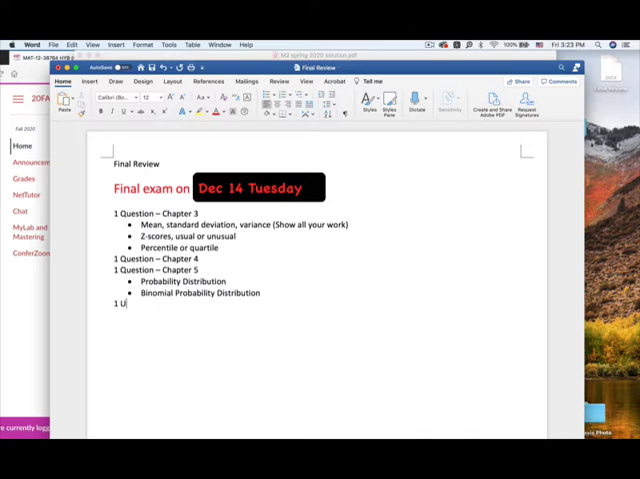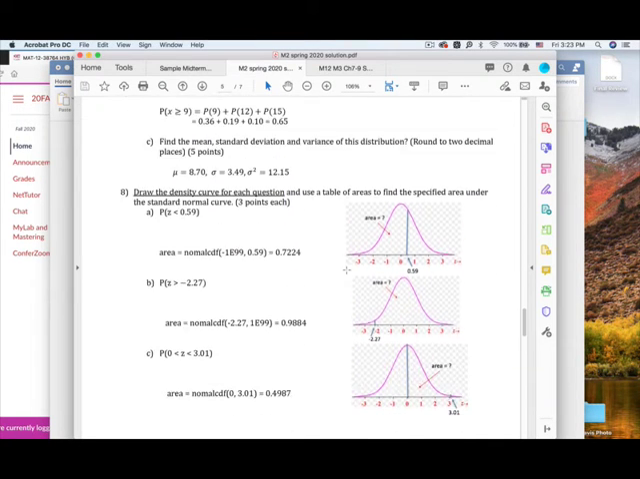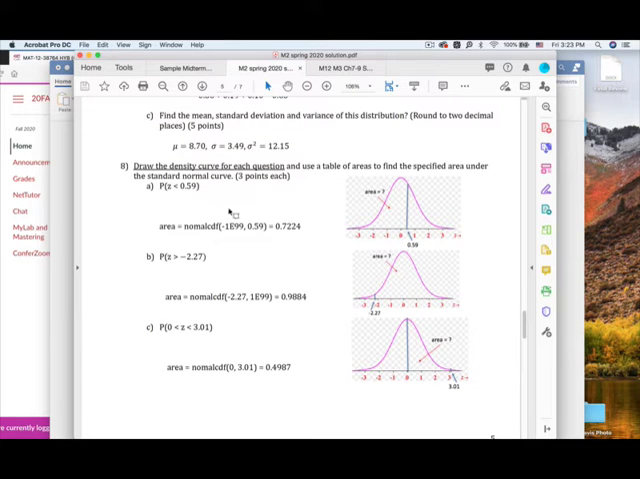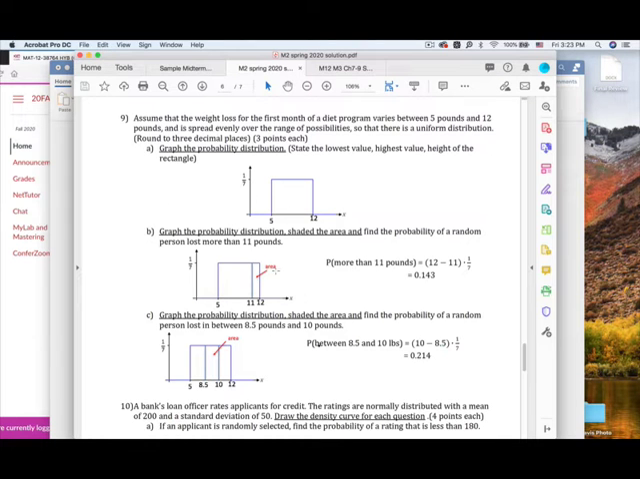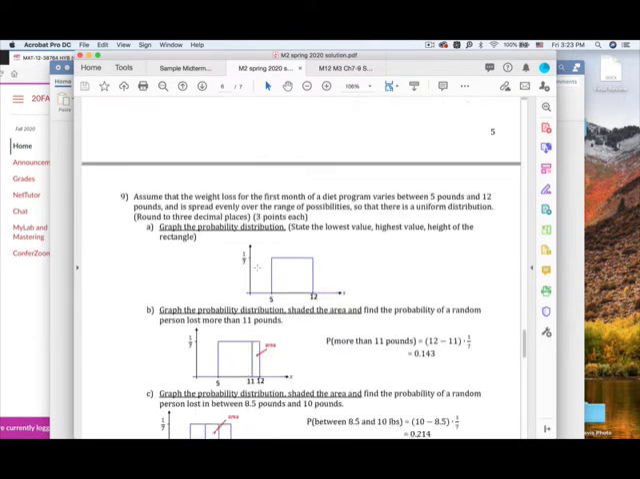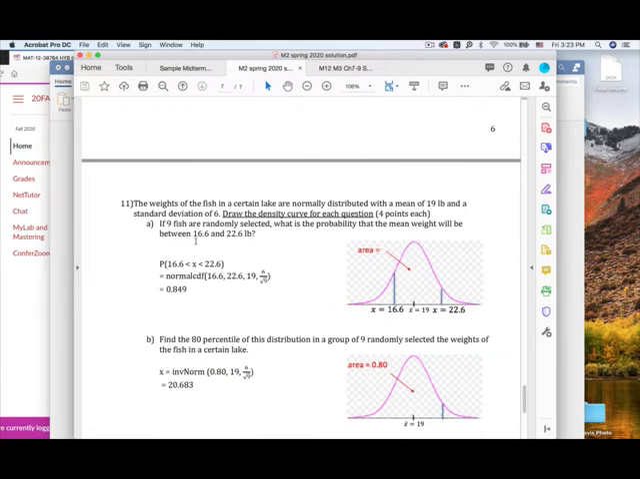And you will have one question from chapter 6. Review the sample midterm for chapter 6, or the midterm 2 for chapter 6. You may have similar questions like number 8, number 9, the uniform distribution or normal distribution, or number 10 and 11. Similar questions are like that.